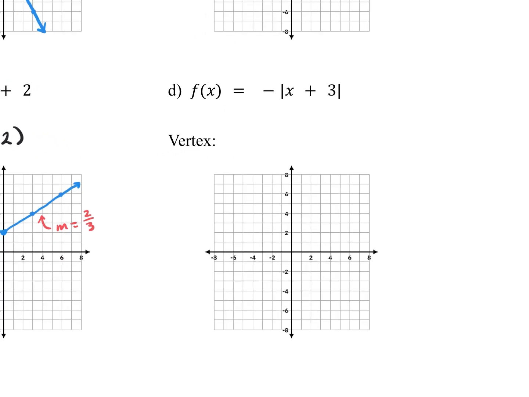And this last one, for the vertex, I see x plus 3. Remember, it's always opposite for that h value, so negative 3. And then I don't see anything added or subtracted after, so it's going to be negative 3, 0. And then I can see that my a value is just negative 1. So from my vertex, I go down 1, right 1, down 1, right 1. And then I'm going to do the opposite of that to the left. Down 1, left 1. And that creates those opposite slopes, which creates that V-shaped graph. So again, on the right side, my slope is negative 1, and on the left side, my slope is positive 1. So there you go.